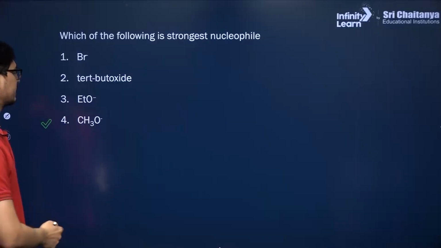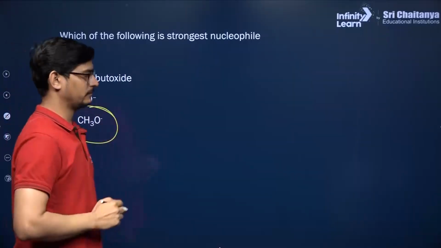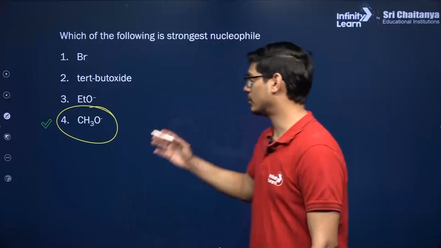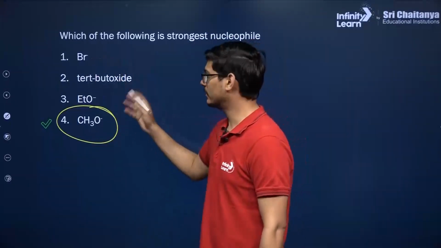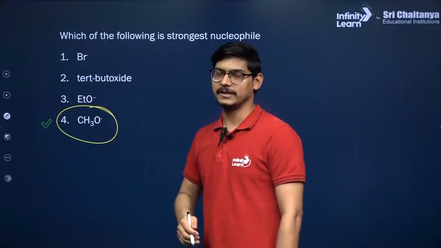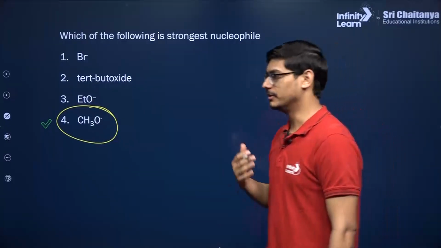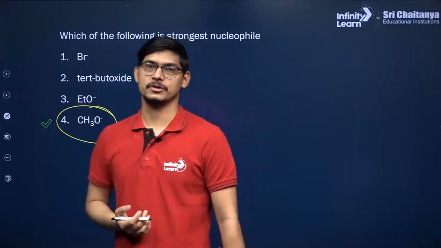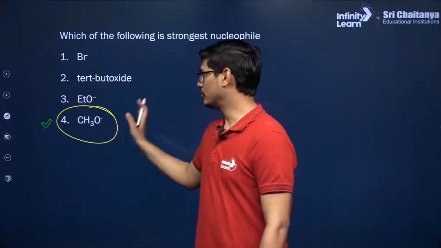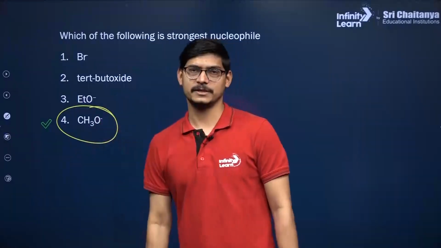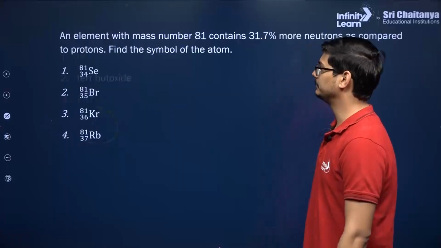Which of the following is the strongest nucleophile? Methoxide ion, right, because Br minus is the conjugate base of a very strong acid HBr. Now butoxide and ethoxide, they are strong bases, but they are not good nucleophiles, because nucleophilicity, guys, is inversely proportional to steric hindrance, right. So all are alkoxide ions, but methoxide is the smallest, so it is the strongest nucleophile.